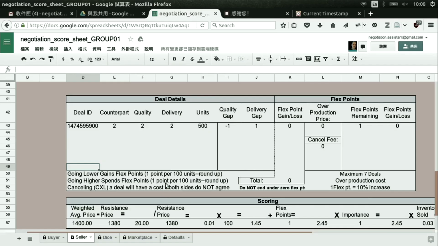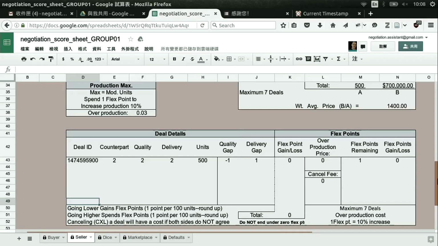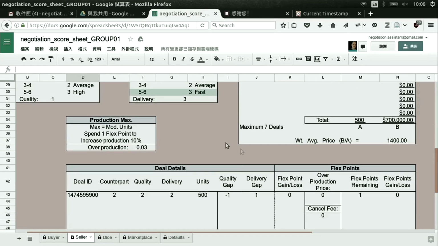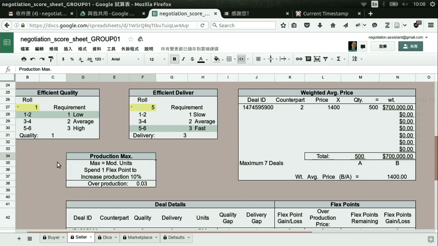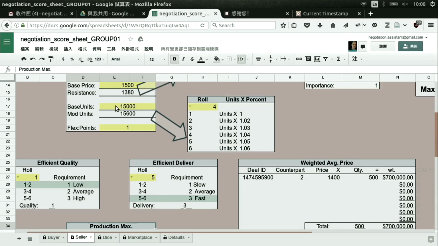Now, we are a seller, so we do have one more special case for a seller. So let's go ahead and look at some of the special rules now for the seller. If you're a seller, you have a production situation, right? How much can your factory produce? And what we did remember was we took the beginning number, which were the base units, and we had a mod units. So our factory is able to produce 15,600 units in this example.